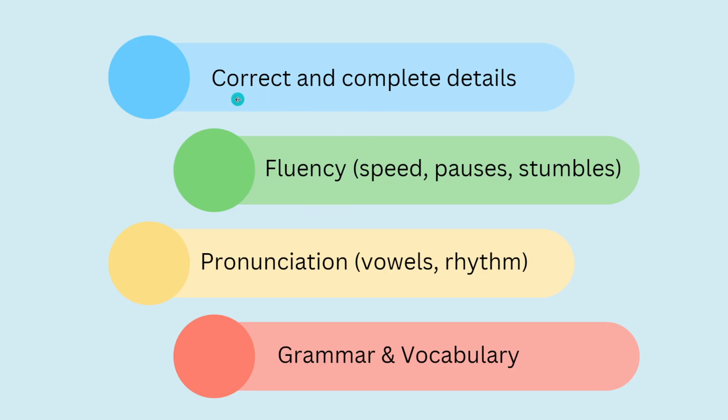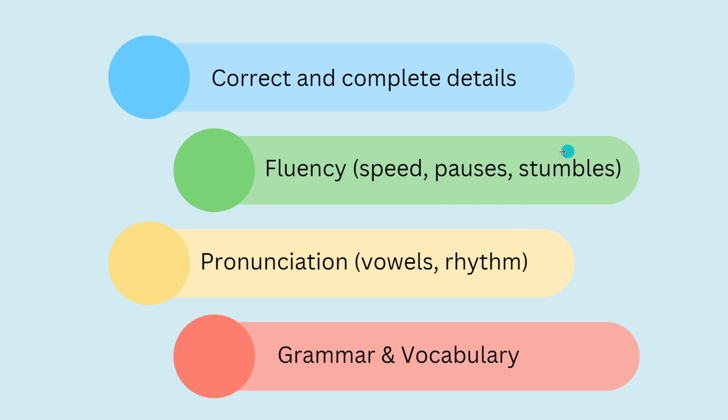Of course, one of the most important things is the presence of correct and complete details, right? The examples have to be accurate. They have to be correct. You can't have stuff that's not mentioned in the lecture. You're also graded on your fluency, that is your speaking rate or speed, the presence of pauses, whether they're in the right place or the wrong place. The right place is at the end of the sentence. The wrong place for a pause is usually in the middle of a sentence.